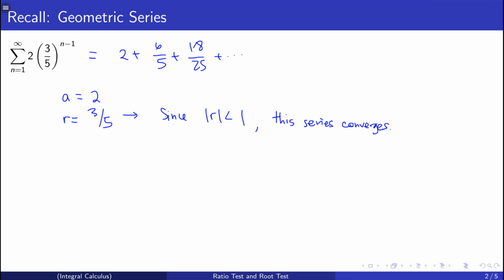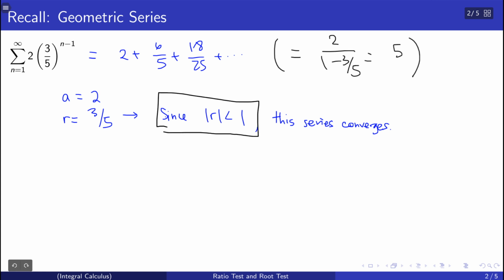In fact, we know exactly what it converges to, although it's not going to be relevant to what we're going to talk about in this video. It's a over 1 minus r. But just as a review, that's the sum of this series. Now, why am I starting with the geometric series here? Well, it's mainly to point out that this ratio of the series, term to term, determines convergence.